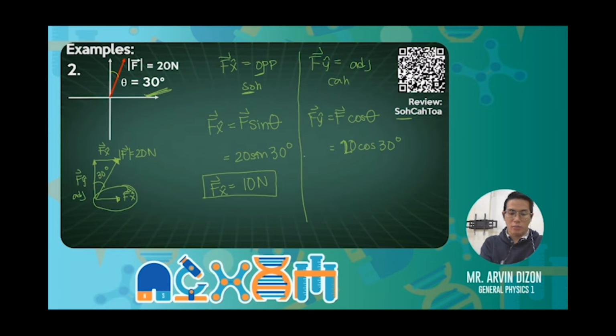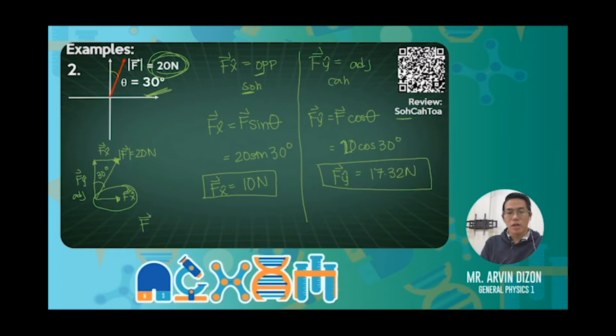Meanwhile, on the other side, we'll have 20 cosine 30 degrees. That is 17.32. So Fy is equal to 17.32 newtons. So those are now our component vectors. Now, if we want to check if this x and y actually are our component vectors, we can use the Pythagorean theorem to find the resultant. And in this case, it should be 20.